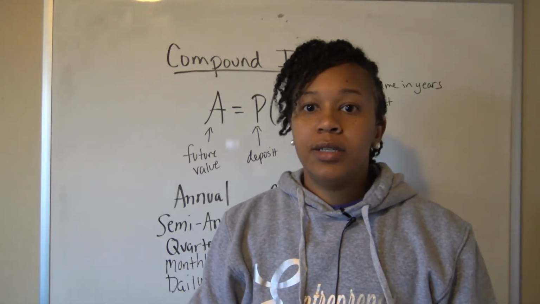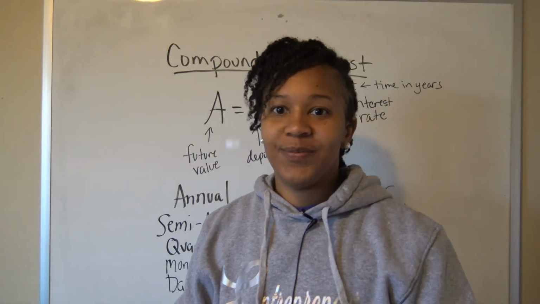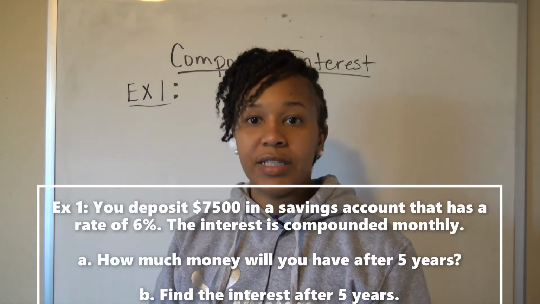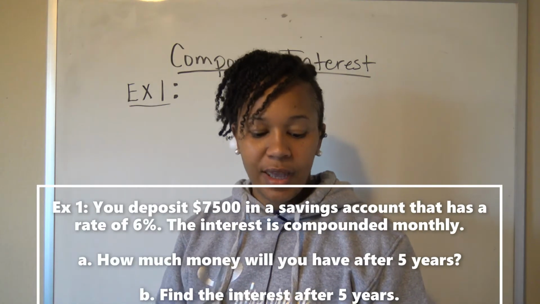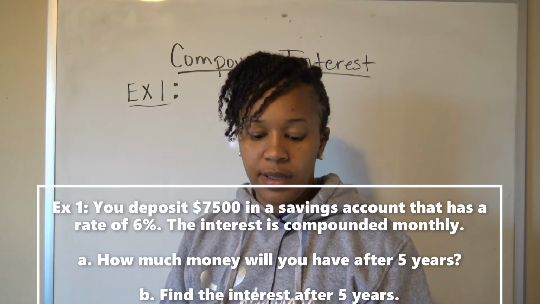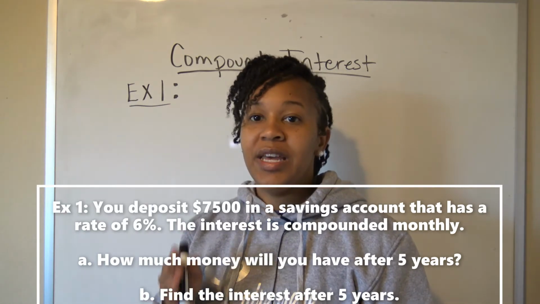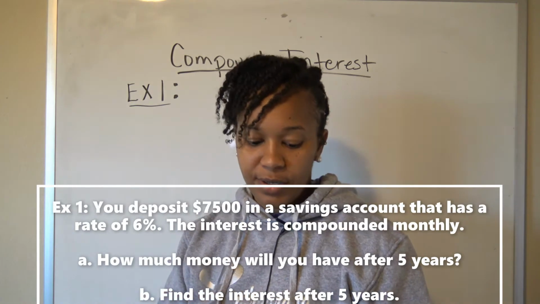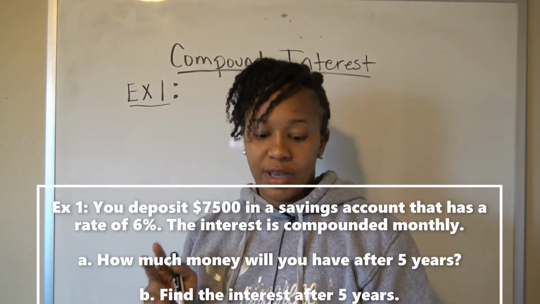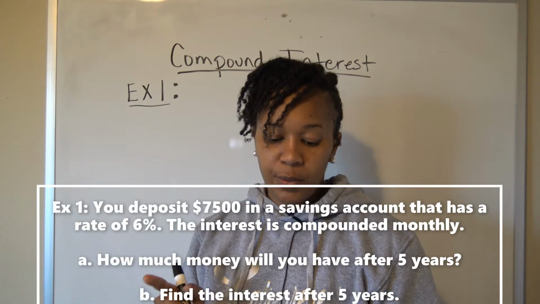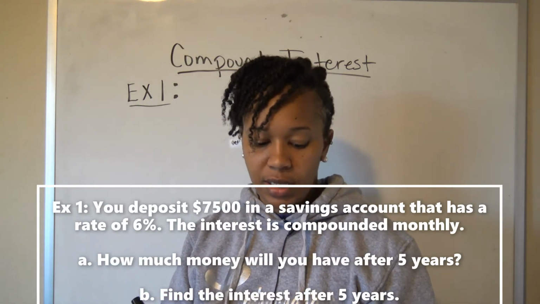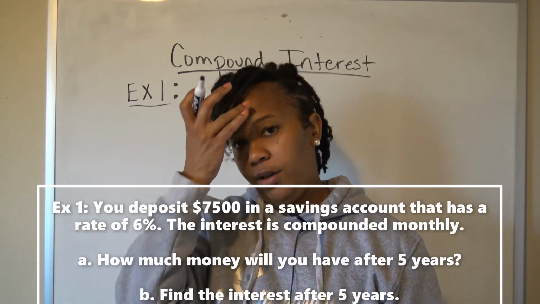All right, so let's look at an example. Example 1: you deposit $7,500 in a savings account that has a rate of 6%. The interest is compounded monthly. Compound interest is the key word to let you know what formula to use. We want to find two things. How much money will you have after 5 years? And the second thing is, find the interest after the 5 years.